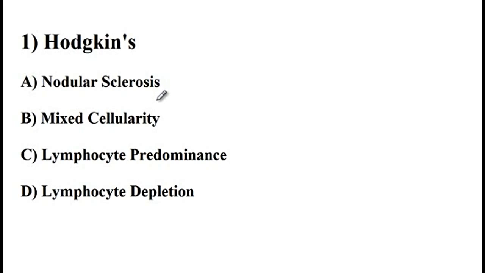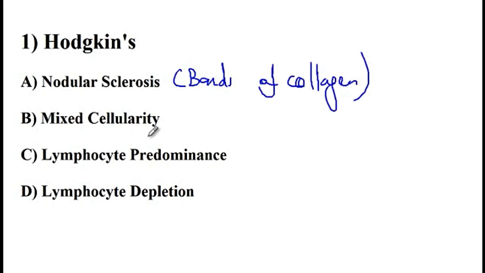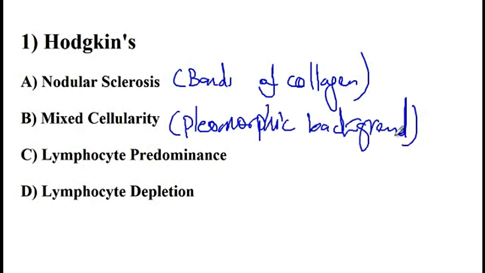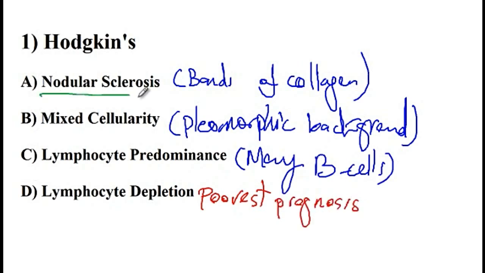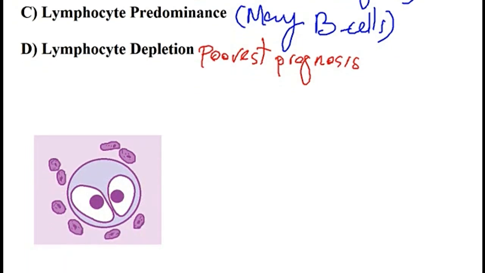The nodular sclerosis type, which on the histology you will see bands of collagen. Then we have mixed cellularity, where you see the Reed-Sternberg cells in a pleomorphic background. And then we have the lymphocyte predominance, which has many B cells, as well as the lymphocyte depletion. And this lymphocyte depletion has the poorest prognosis versus nodular sclerosis, which has the best prognosis. For the diagnosis, you will see Reed-Sternbergs on the biopsy of lymph nodes.